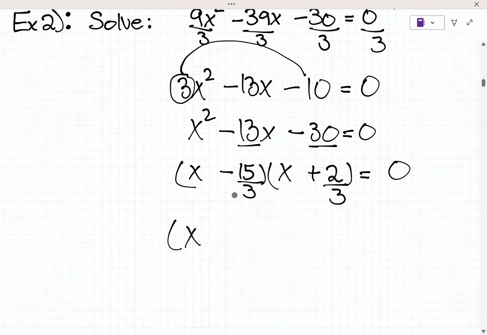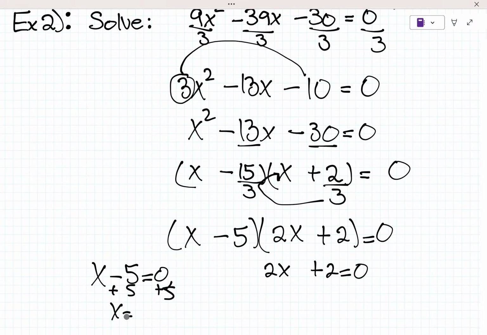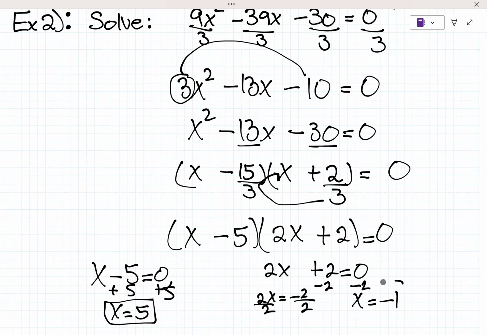So negative 15 divided by 3 is negative 5. And 2/3 is a fraction that cannot be reduced, so you put the 3 in front of the x and leave the numerator alone. Okay, so now solve x minus 5 equals 0 and 3x plus 2 equals 0. I would add 5 to both sides to get x equals 5. And the same thing here, I'm going to subtract 2, then divide by 3, and you get x equals negative 2/3. Okay, those are your two solutions.